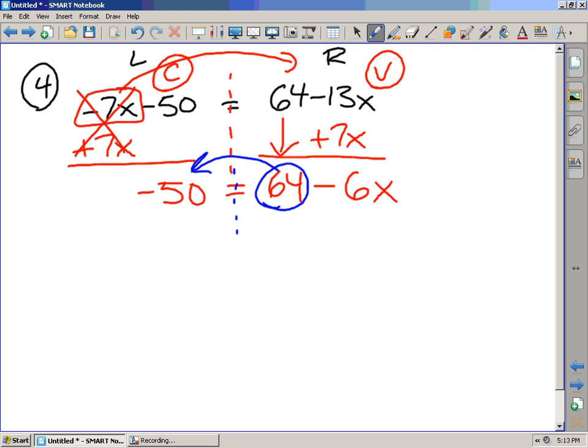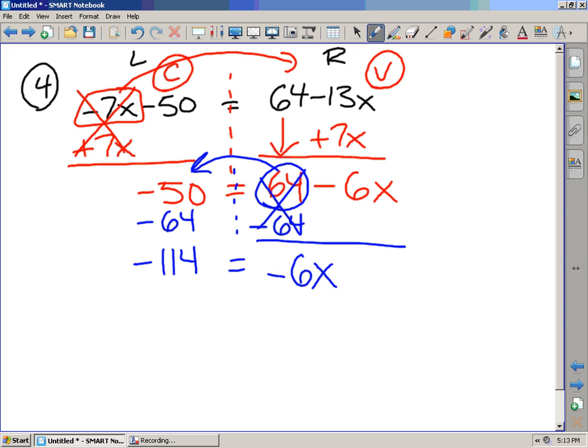Again, to cross that equal sign, you have to use your inverse operations. The inverse operations make numbers disappear, basically. It gets rid of them. So on this side, we get 64 minus 64 equals 0, and we're left with a negative 6x. Then on the left side, we also need to do the same thing. We need to subtract 64. When you take negative 50 and subtract 64, you get negative 114.